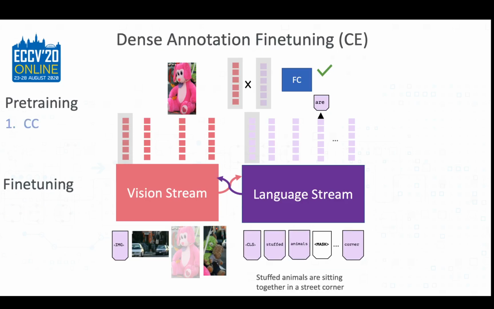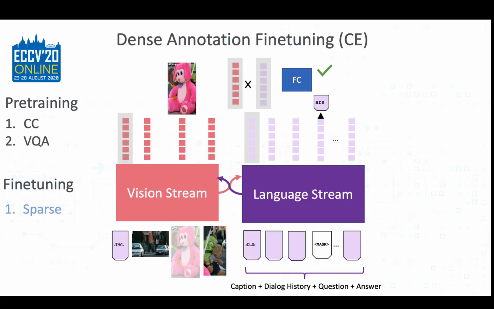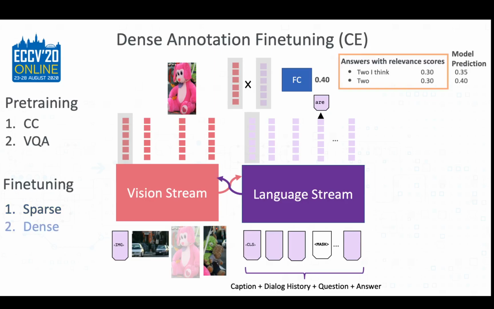We also train a variant where we follow the training routine from our base model and pre-train on the conceptual captions and VQA datasets, and then fine-tune on sparse annotations from VisDial. We then fine-tune on the dense annotations from VisDial, and we refer to this variant as CE, as we train on the cross-entropy loss between the dense relevance scores and the model predictions.